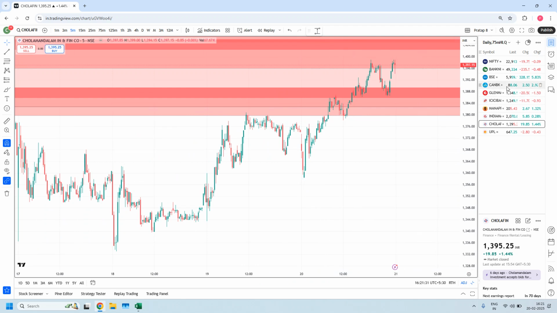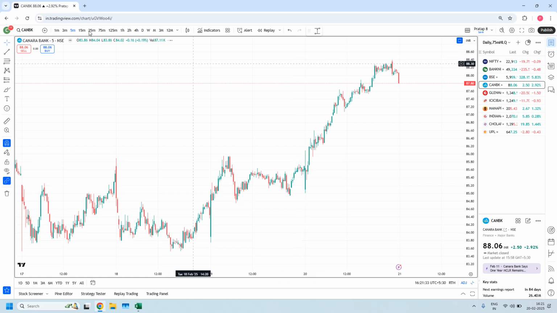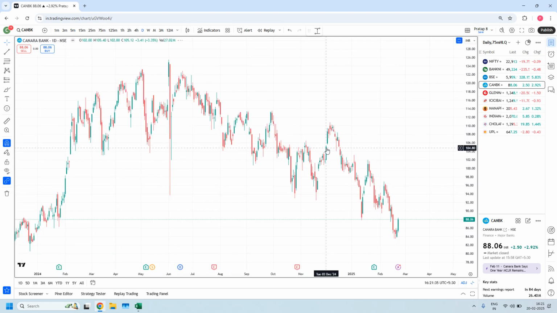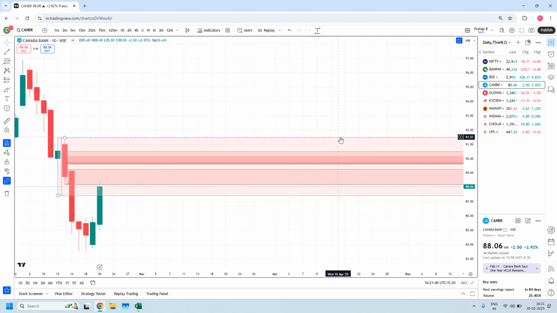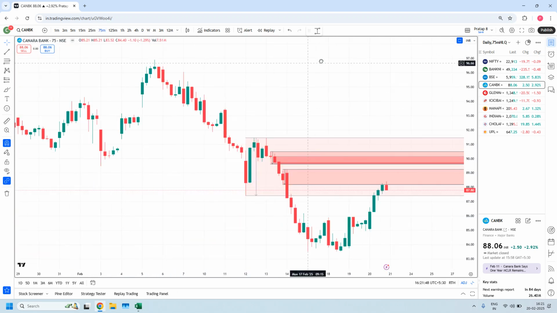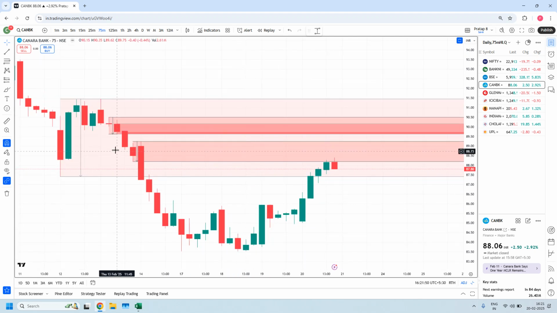And the rest of the stocks we didn't get much. Canara Bank is a daily high liquidity supply zone. We have a drop base, 2 base candles and a drop candle. This one I fine tuned with the 75 minutes time frame. We have 2 75-minute zones: drop, 2 base candles and a drop, and again drop base drop. And for the first drop base drop we don't have any fine tuned zones.